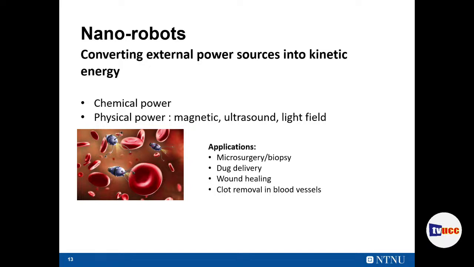And there have been some papers suggesting that this kind of nanorobot can actually be used in microsurgery and go into the body, take out small biopsies, and can be used for drug delivery, wound healing, and if you have a clot in the blood vessels, to remove this kind of clot.